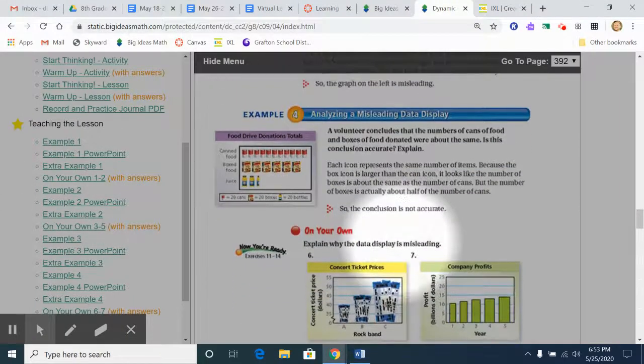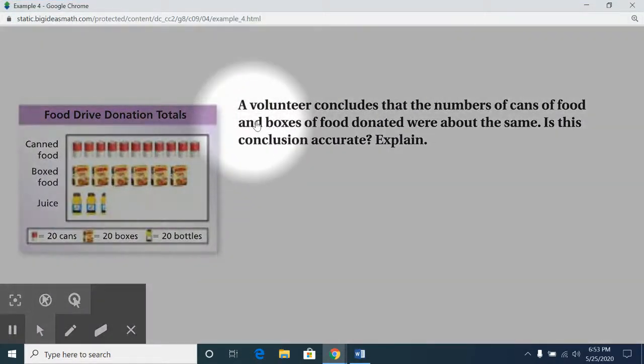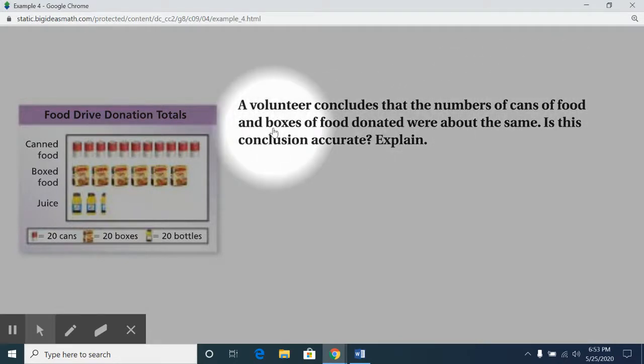Finally, last thing. Same concept. A volunteer concludes that the numbers of cans of food and boxes of food donated were about the same. Is this conclusion accurate, and explain? If we look here, this person is reading this graph saying that the amount of cans of food and boxes of food was about the same. Now there are 20 cans, 20 boxes for each can and box on the graph. Is that conclusion accurate? No. The cans are much smaller than the boxes. Okay, so there's a ton more cans than there are boxes.